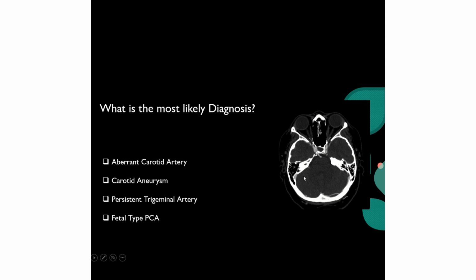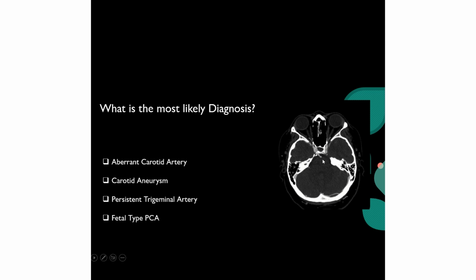And fetal type PCA basically means the posterior circulation, when we have a P1 segment of the PCA, is getting more of its feeding from the ICAs. So it means the posterior communicating artery is larger and stronger than the P1 segment of the PCA. That's what is meant by fetal type PCA, which is not the case here.